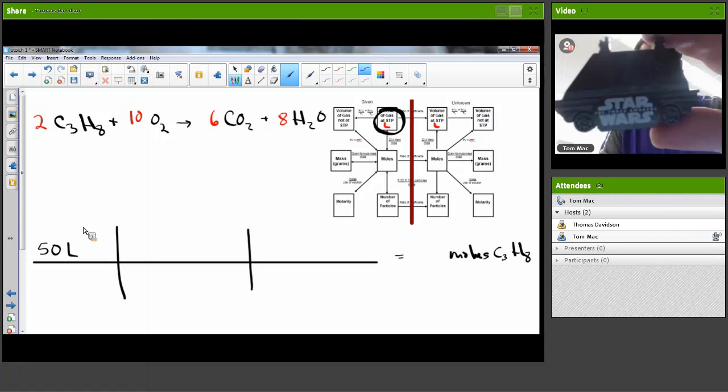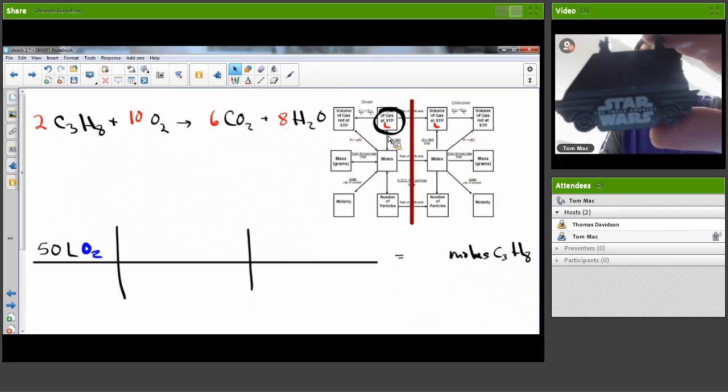Okay, here we go. Everybody, please stick with me. After I read this problem, it says, if you have 50 liters of oxygen, how many moles of C3H8 can you have? All right? So please look. Just go slow with me. It's giving you liters, and it's asking you to solve for what? Moles.